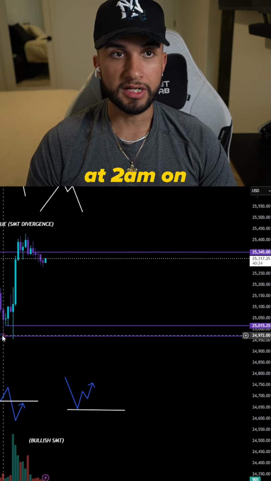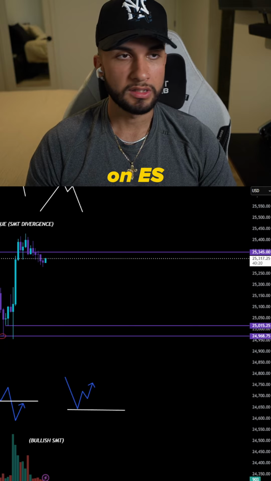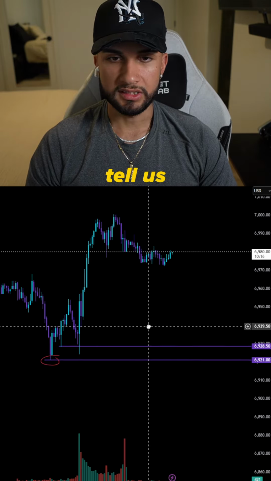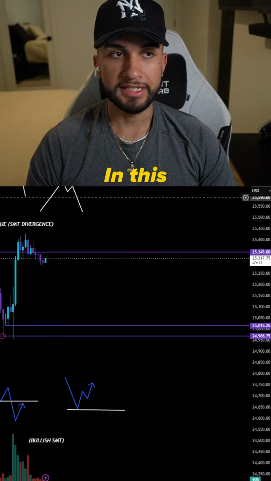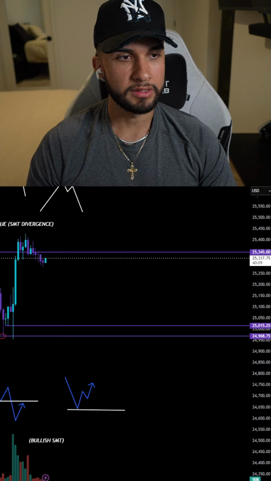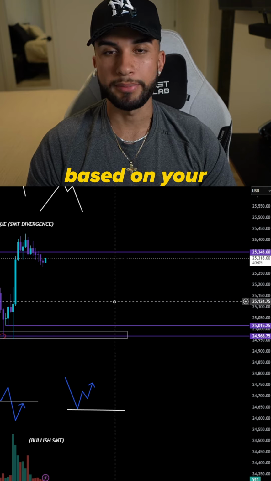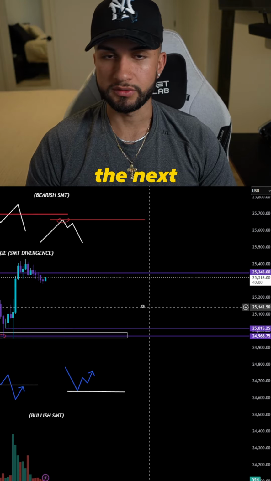As you guys can see here at 2 a.m. on NASDAQ 100, this low was swept. On ES, this low was not swept. What does this tell us? This tells us that one is going to be playing tag with the other. In this instance, there was also another gap. So understanding all your confluences and your probabilities based on your entry are going to help you understand why the market is going to the next level.